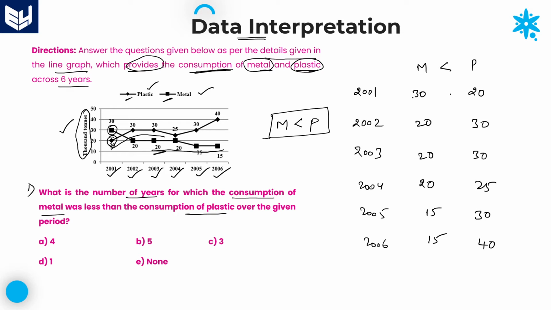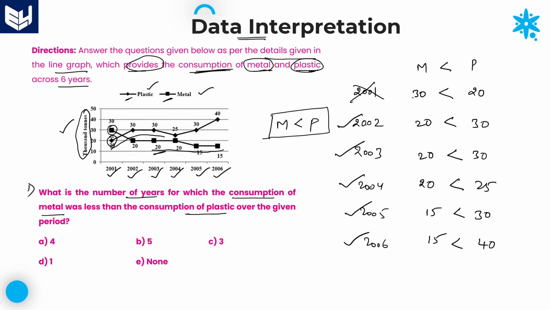Here, 30 less than 20. This is not true. You should not consider. 20 less than 30. That is true. You need to consider this year. And next, 20 less than 30. That is also true. 20 less than 25. That is also true. 15 less than 30. That is true. 15 less than 40. That is true. So, in how many years is the consumption of metal less than the plastic?